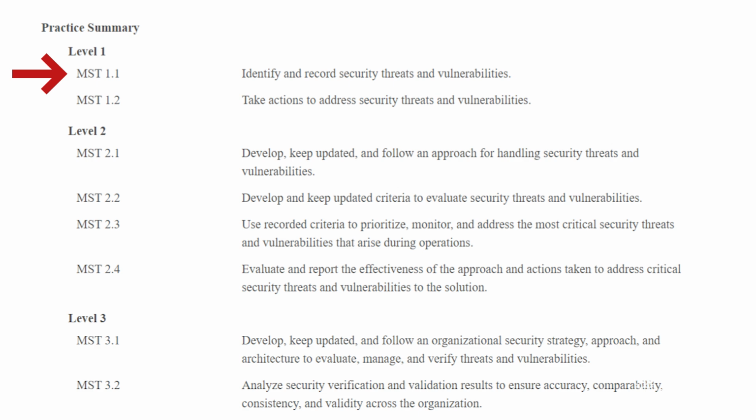But at this initial level, CMMI is looking in the most general terms for a list of possible issues to consider. Practice MST 1.2 complements the previous practice by seeking to do something about the security threats and vulnerabilities that have been identified. It may not always be possible or practical to mitigate all security threats entirely, but by looking at individual vulnerabilities and then defining a set of security actions to address them, and then planning, implementing, and tracking these actions, we can start to reduce the likelihood of a security breach happening.